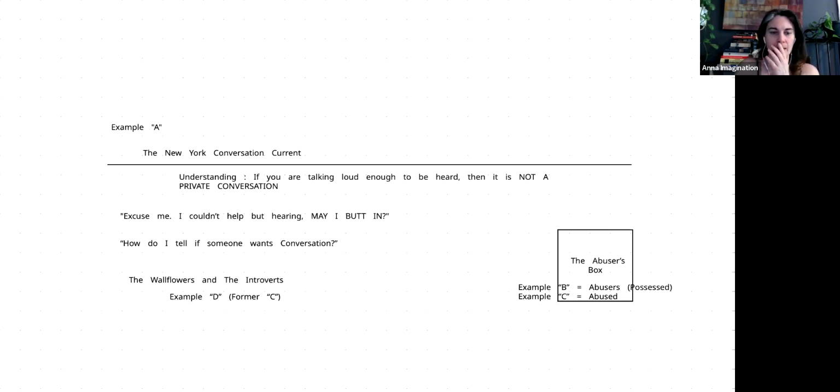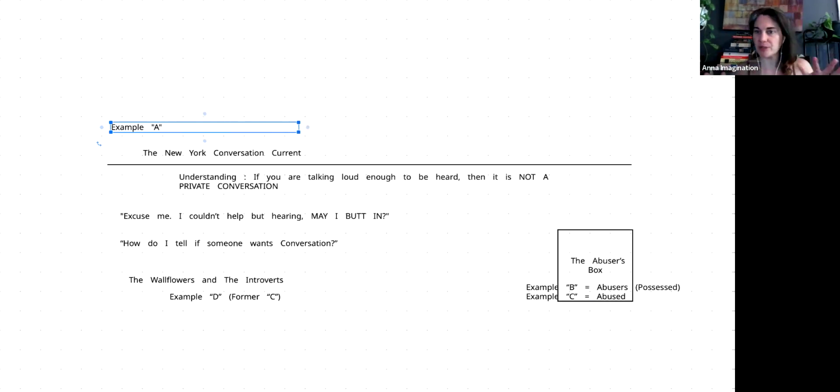Now, D's are former C's, abused. And then example A is both. They were either born here or they are former D's. This is how people are dispersed. You are either living inside the abuser's box as a B or a C, you've escaped and now you're a D, or you are example A, and that means you are either born in the conversation current or a former D. The concept of interruption is literally birthed from an abuser word. It is a possession word.